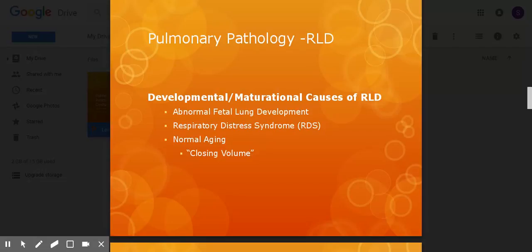Another category is respiratory distress syndrome, which is also known as hyaline membrane disease, and is a factor with premature infants. We'll discuss that more extensively in the next slide. And then, as I had spoken earlier, normal aging changes the way that the lungs function due to loss of compliance, as well as a topic that we're going to discuss, which is called closing volume.